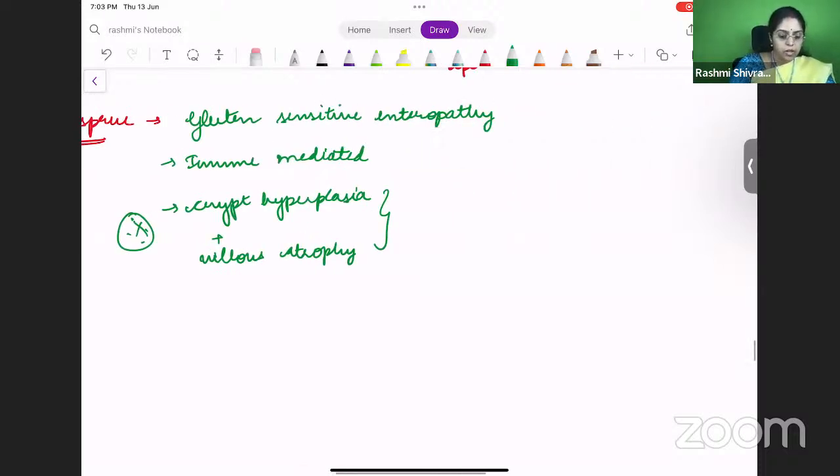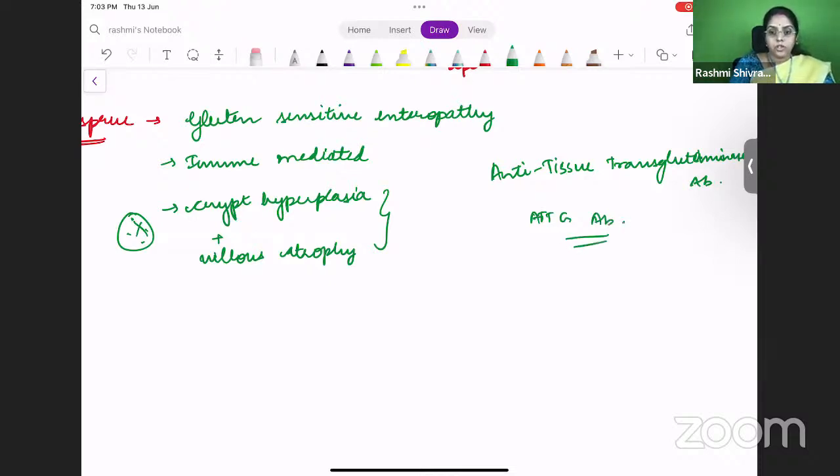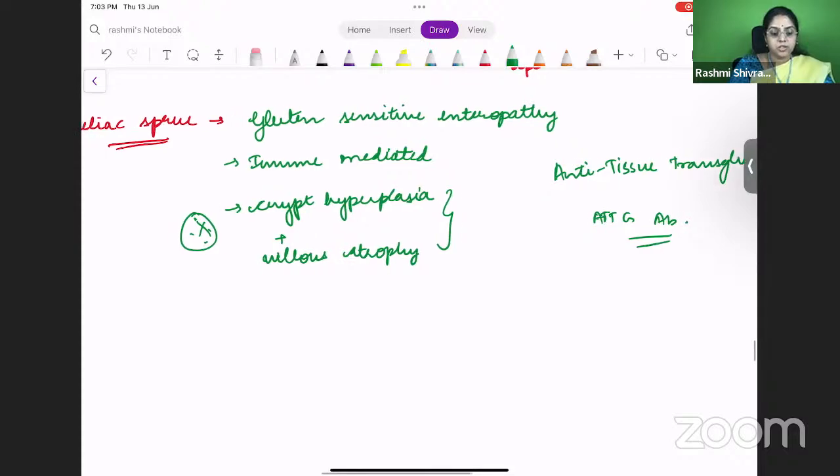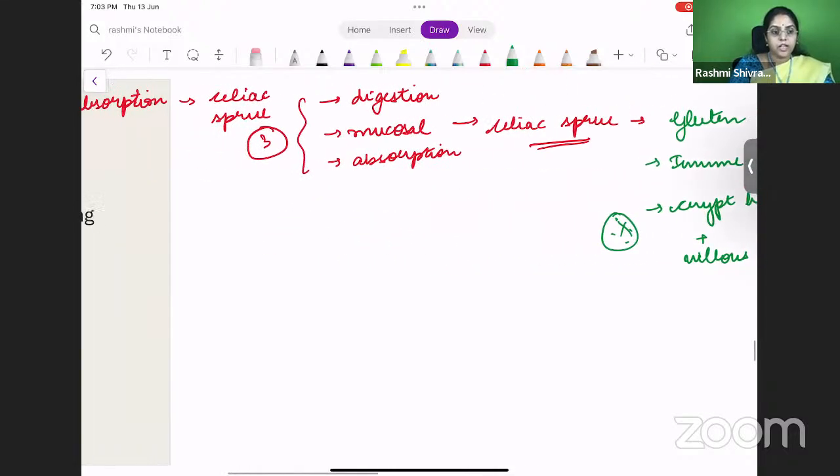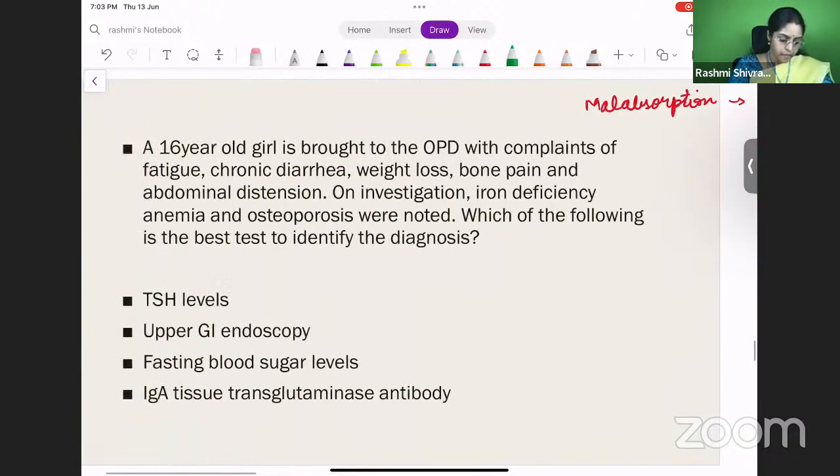Okay, so what is the antibody that you'll be measuring in this patient? Anti-tissue transglutaminase, right? Anti-tissue transglutaminase antibody. This is a TTG antibody. This is the antibody which we'll be measuring in these patients. So this will be the answer to this question.